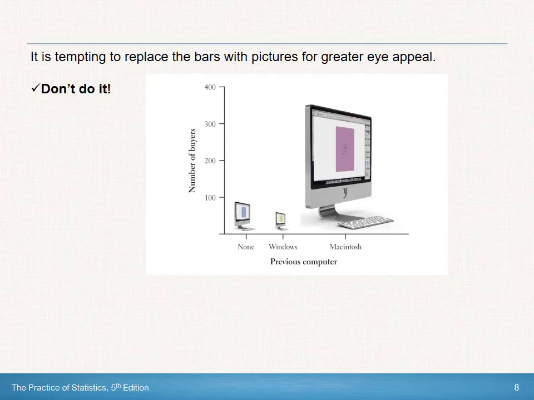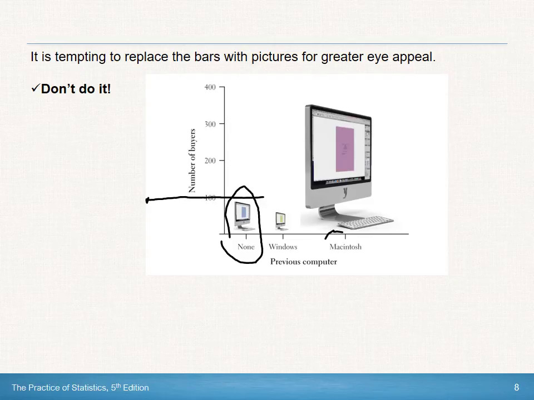Because if you look at this here, these are the number of buyers of computers and then what their previous computer was. So they either had no computer, they had a Windows computer, or they had a Mac computer. If you look, the people who had no computers are about right here at the 100 line. So people who had no computers in this set bought around 100 computers.